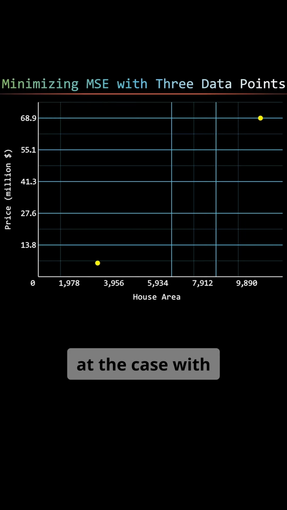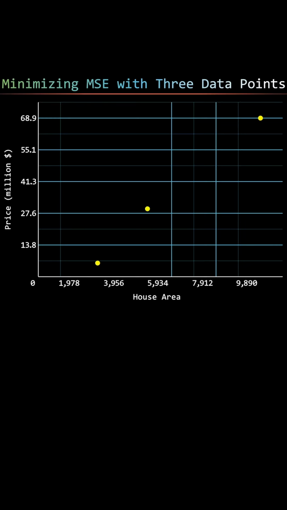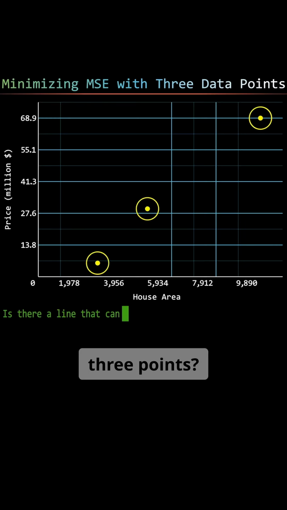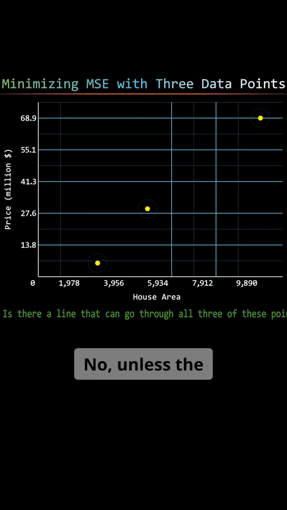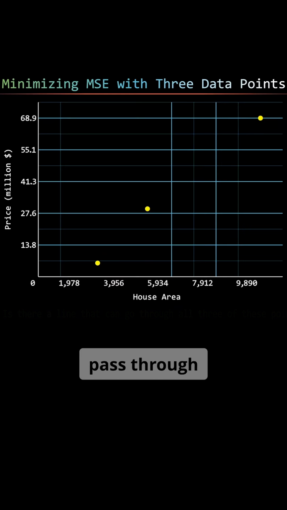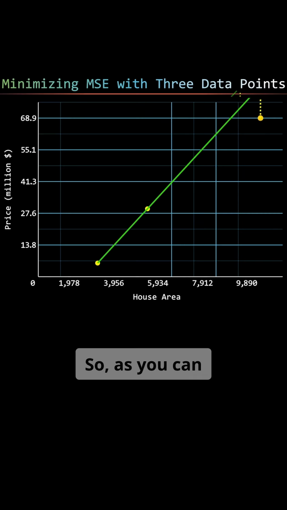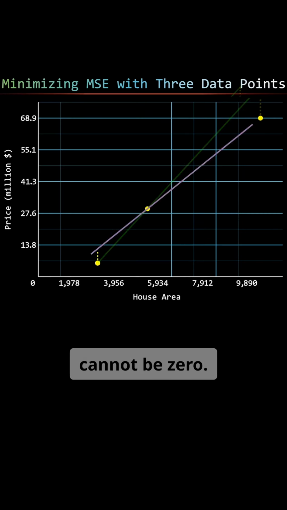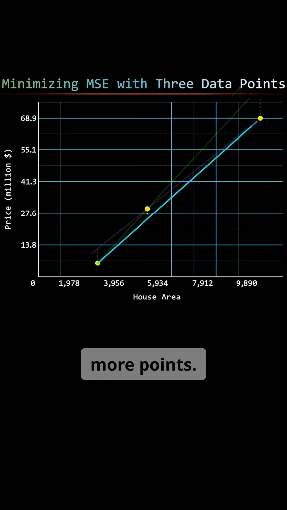Now let's look at the case with 3 data points. Is there a line that passes through all 3 points? No. Unless the points are perfectly collinear, it's impossible for one line to pass through all 3. So, as you can see in the animation, the sum of all the squared errors cannot be 0. The same goes for 4, 5, or more points.